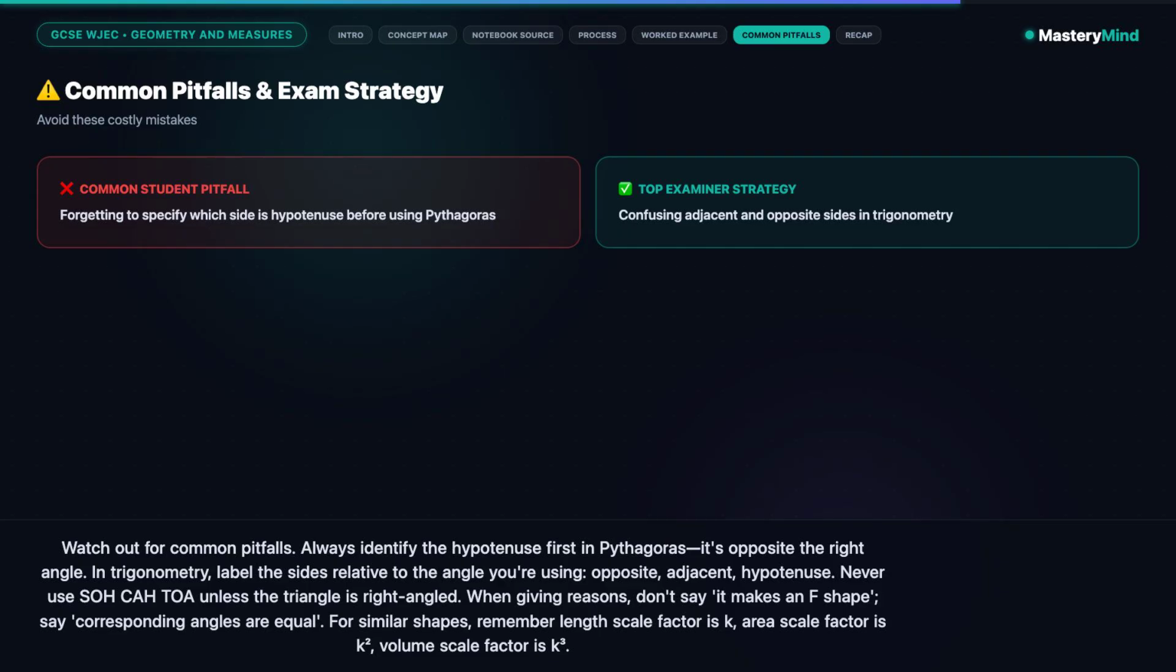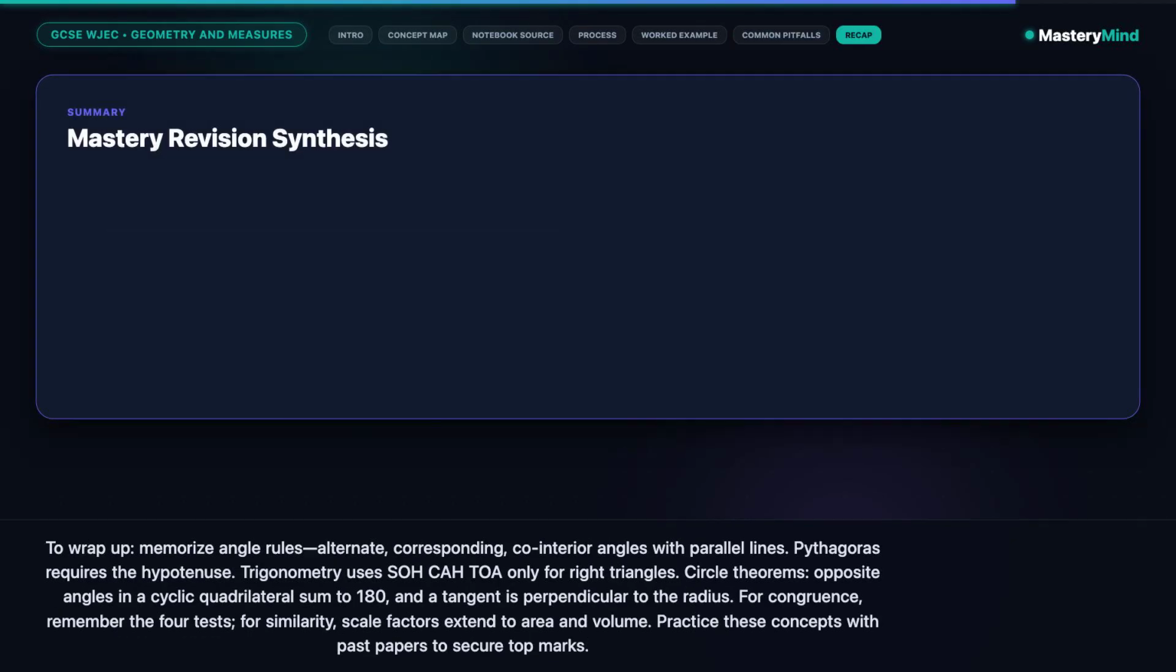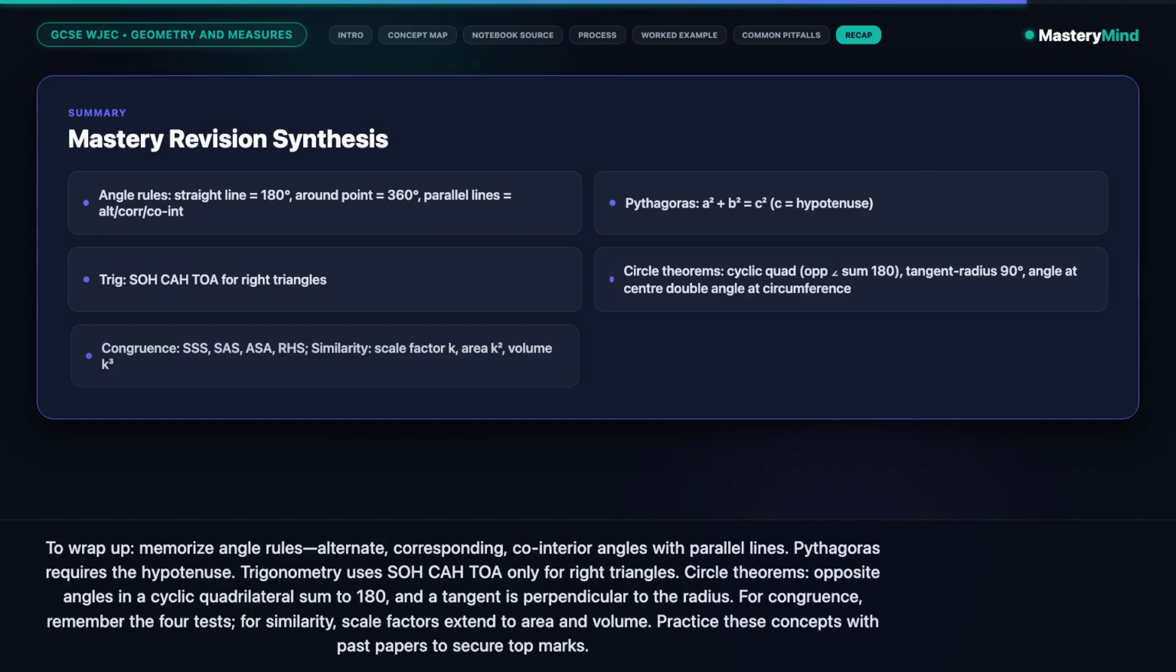For similar shapes, remember length scale factor is K, area scale factor is K squared, volume scale factor is K cubed. To wrap up, memorize angle rules: alternate, corresponding, co-interior angles with parallel lines. Pythagoras requires the hypotenuse. Trigonometry uses SOHCAHTOA only for right triangles. Circle theorems: opposite angles in a cyclic quadrilateral sum to 180, and a tangent is perpendicular to the radius.